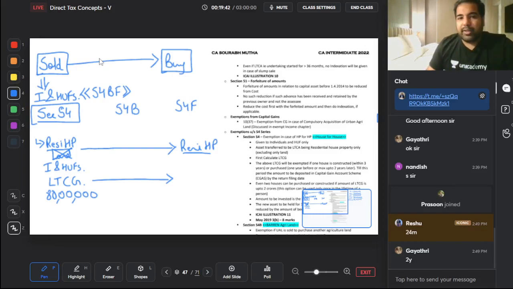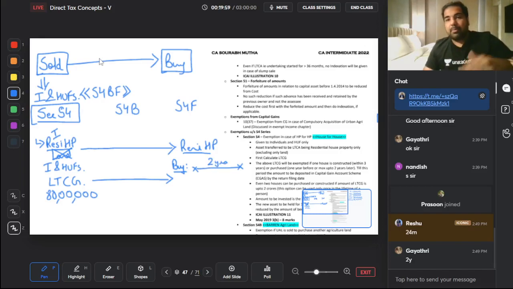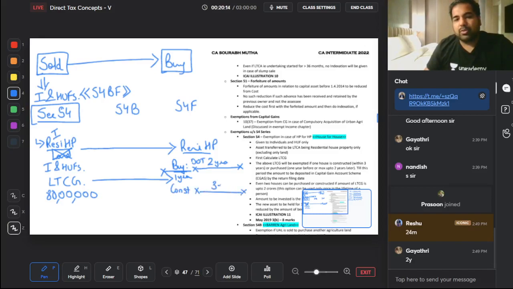Alright, so first you have to calculate this long-term capital gain, and now you are calculating the exemption. The exemption is given only if you buy the house, but how long do you have to buy? From the date of transfer, you have to buy within 2 years. Can I buy before? Yes, you can buy before also, 1 year. So you have to buy 1 year before or within 2 years. This is from the date of transfer. But what if I want to construct a house? You can construct also from the date of transfer. You have 3 years to construct the house property. 3 years to complete the construction.